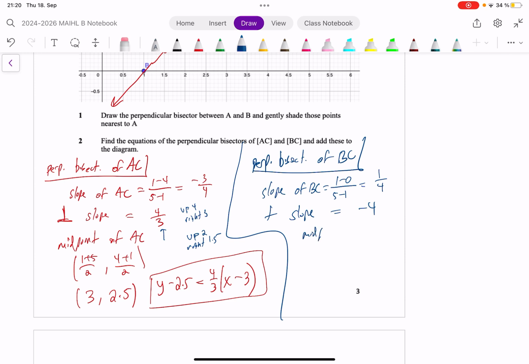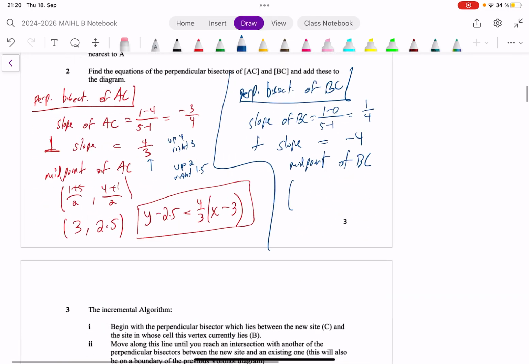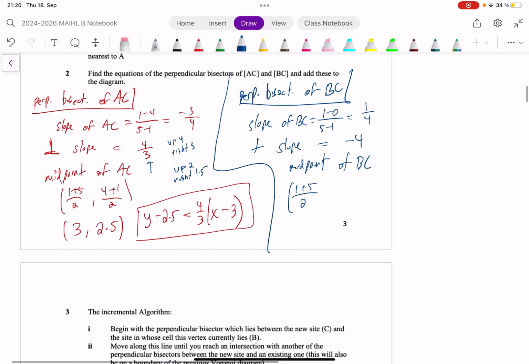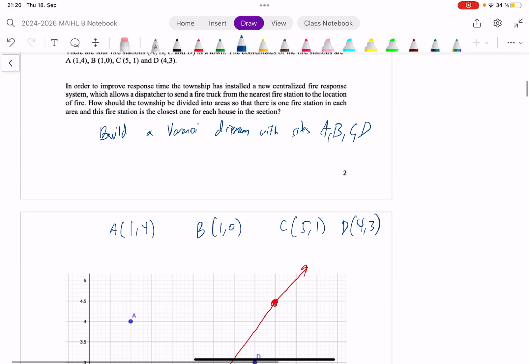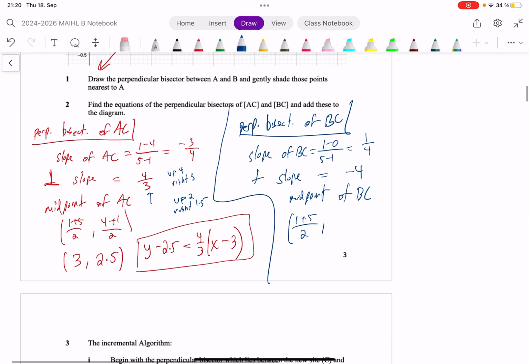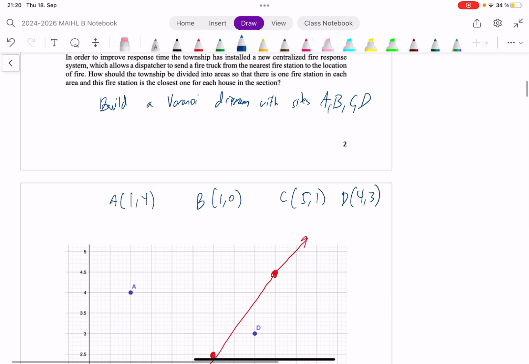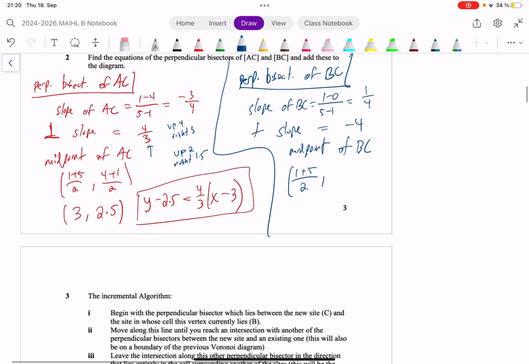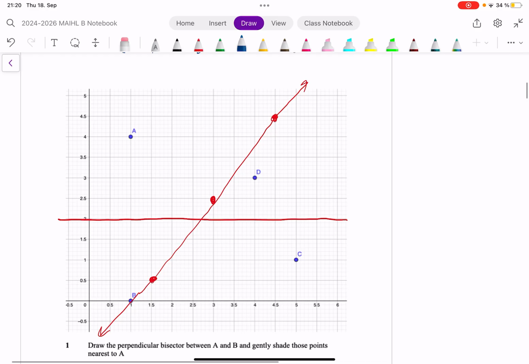And I need the midpoint of BC. And so the average of the x is 5 plus 1 divided by 2. And 0 plus 1 divided by 2. And so that's 3, 0.5. Okay, so I should graph that. 3 and 0.5 is there.